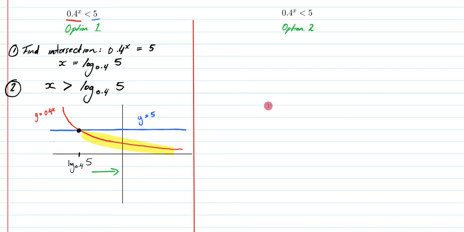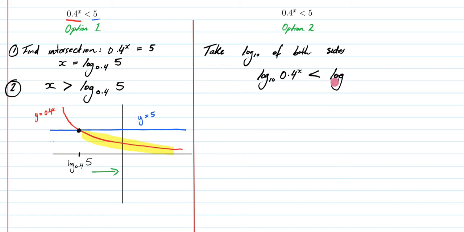Let's now go through our second way of doing this question. So our second way, again, is taking the log of both sides. So what I'm going to do is take the log of 10 of both sides. So that means I'm going to be left with log 10 of 0.4 to the x is less than, remember we're dealing with inequalities for this second one. Well, we're dealing with inequalities everywhere. You're just going to make sure you write it down. And then log 10 to the 5.